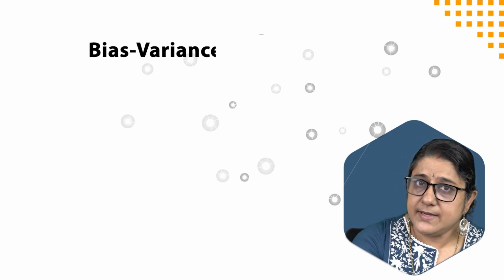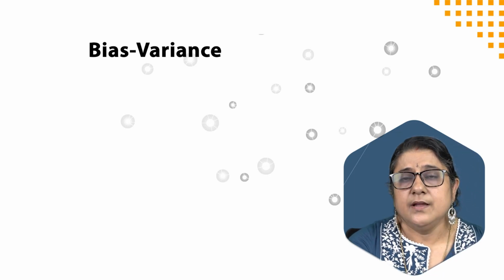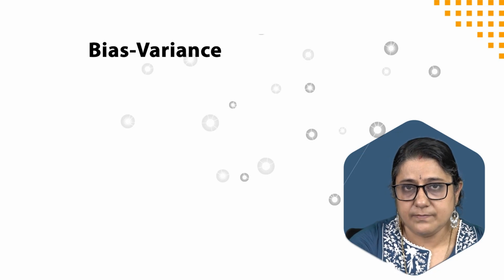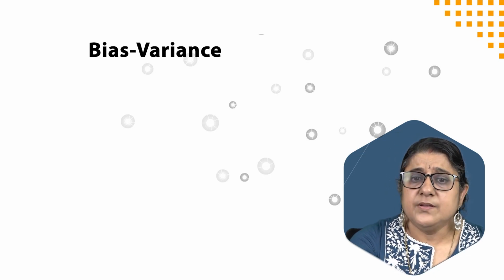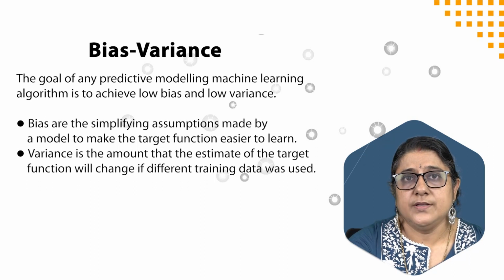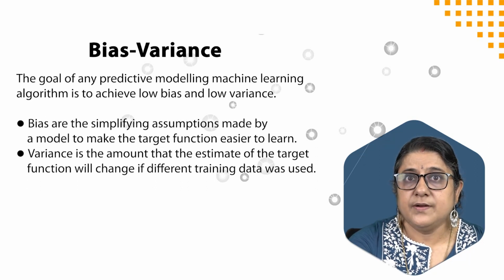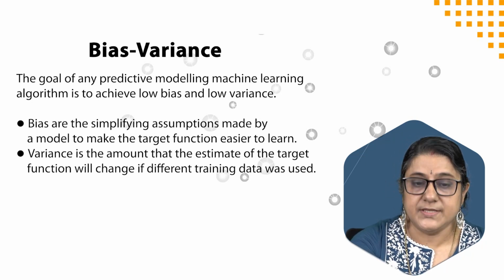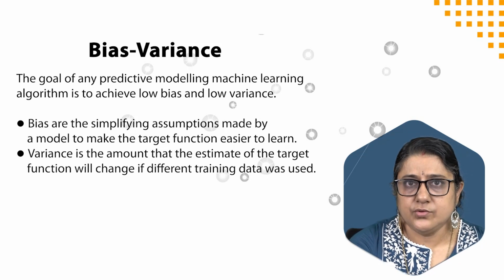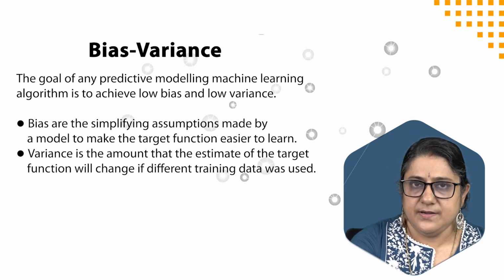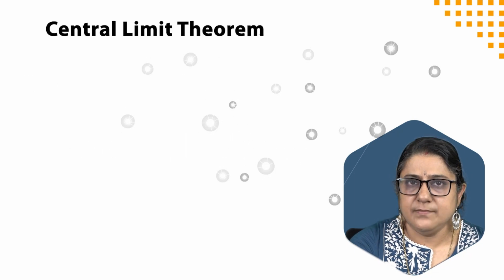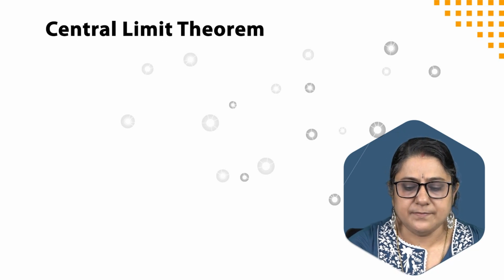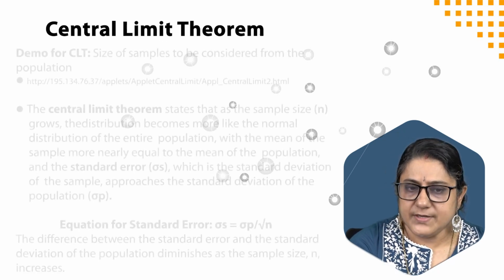This is a very important concept, as we were talking: high bias in the parametric, high variance in the non-parametric algorithms. The goal of any model is that it should learn perfectly, with low bias and low variance. It's a bit difficult to achieve. So for the sampling of the data, two statistical concepts are very important. One is the central limit theorem, and another is the law of large numbers. Let us see what it means.